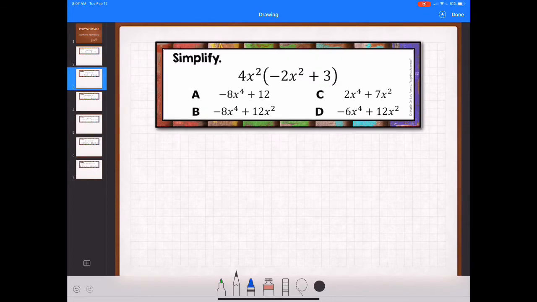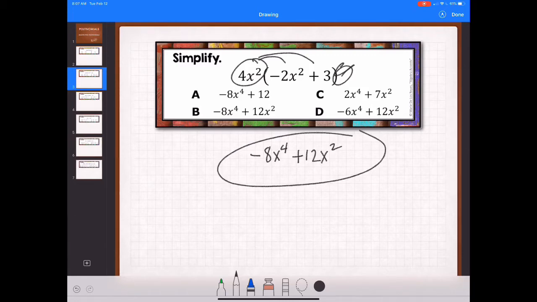All right, so this one, you're going to take this term outside and you're going to distribute it into the binomial. So that's going to give you 4 times negative 2, which is negative 8. X squared times x squared is x to the fourth. Then you're going to multiply it in again, 4 times 3, that's positive 12. And then this one doesn't have variables, so you're just going to recopy your x squared. And this would be your final answer.